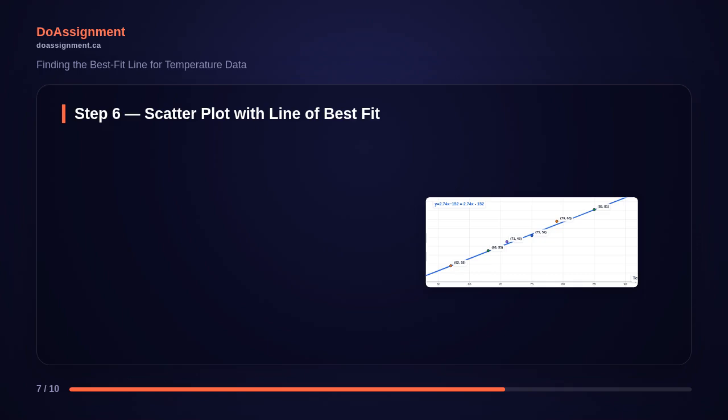Now we overlay the line of best fit on the scatter plot. The line y equals 2.74x minus 152 runs right through the middle of the data cloud, with some points slightly above and some slightly below, which is exactly what we want from a good line of best fit.